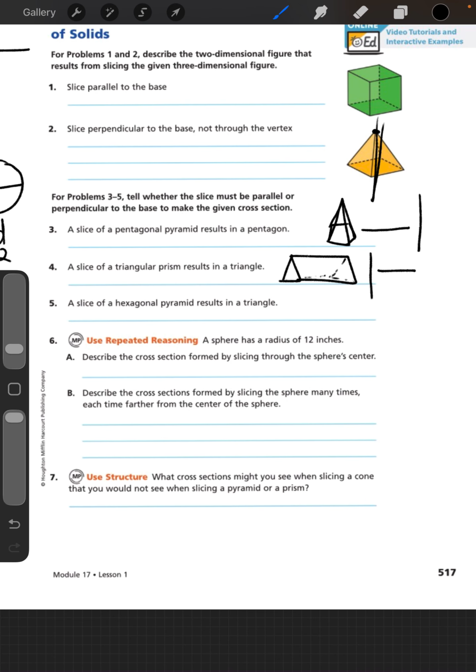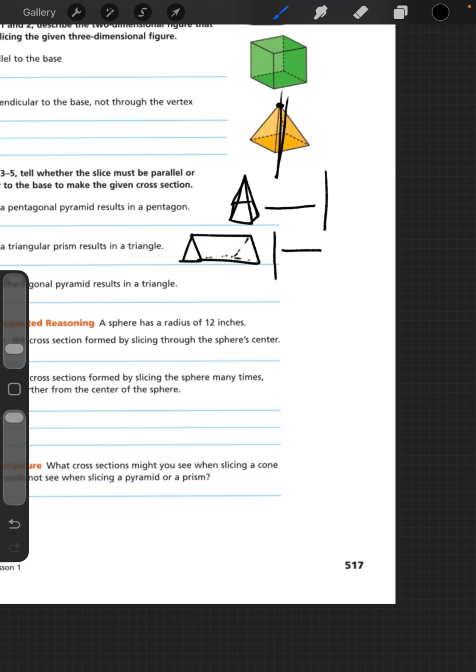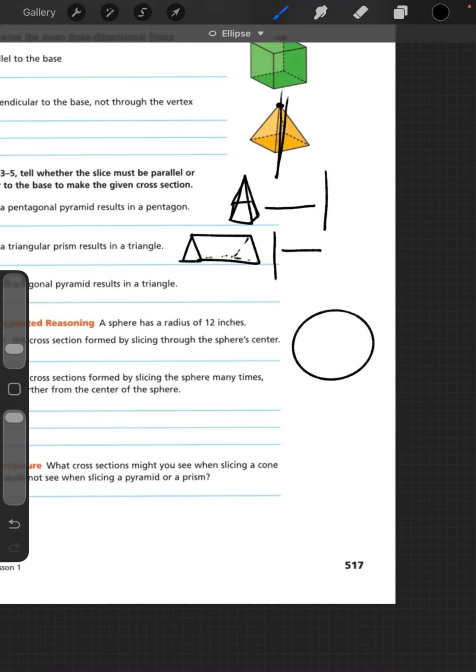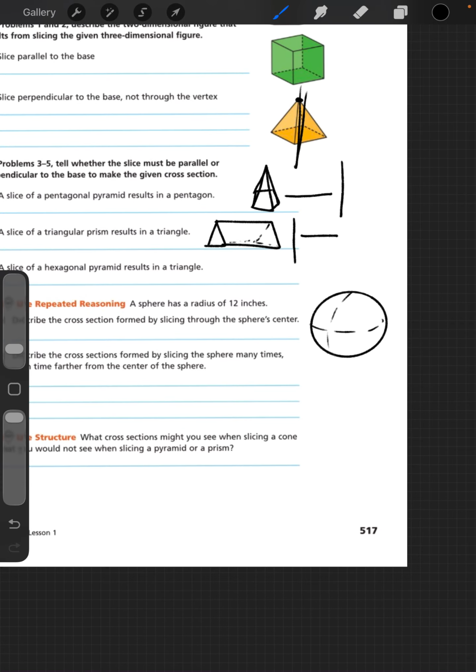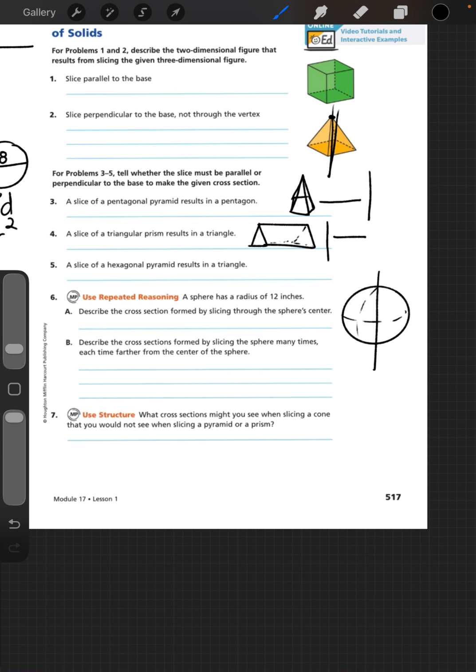Okay, so for 6, a sphere has a radius of 12 inches. You guys got this. Think about how spheres work, right? Think about how I draw a sphere. Hopefully this comes out looking like one, right? This is how people draw spheres, I know. But low-key, it does look 3D. So if I were to cut it through the center and look at both halves, what shape would I get?